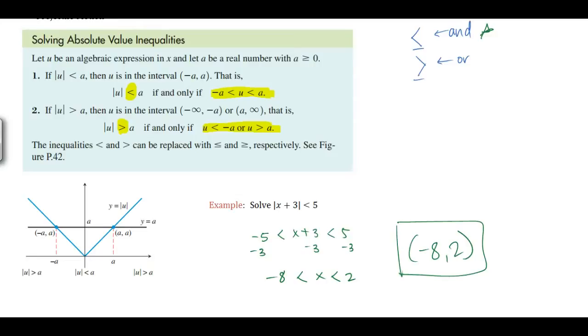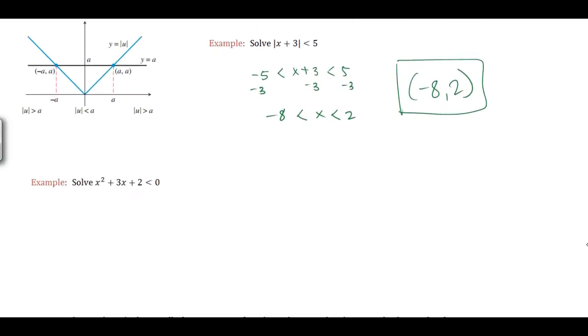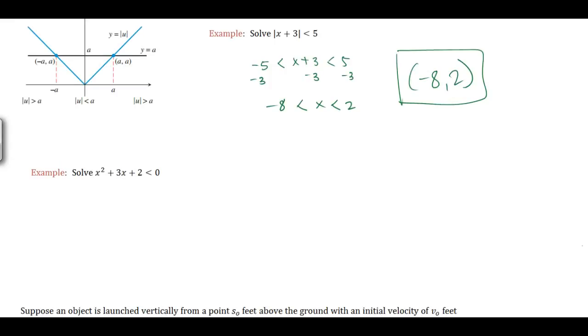So that was an "and" problem. I should probably have done an "or" problem, but I didn't. "Or" would be done the same way, except you can't write it as one big thing. Here you go. We'll add one real quick. x plus 2 is greater than 8. So again, now that this is an "or" problem, I'd have to do x plus 2 is greater than 8, or x plus 2 is less than negative 8. And I solve that with the word "or" in between.